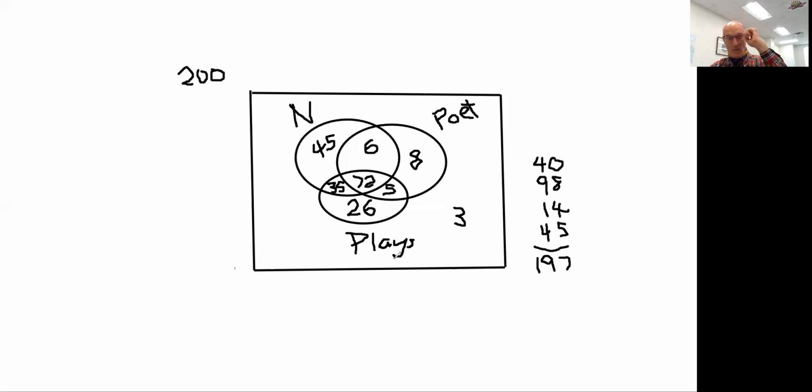So your homework assignment tonight is asking you to analyze a Venn diagram similar to this. So look at what you got there, and then as always, if you have questions or need some help, send me an email and I'll be glad to get back to you.